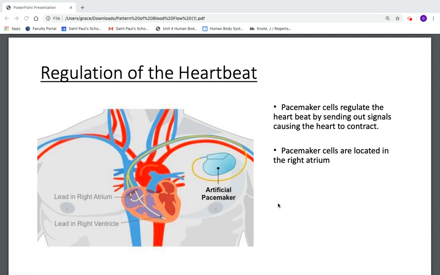If your pacemaker becomes damaged as a result of, say, injury or disease, an artificial pacemaker can be implanted under the skin near your heart. It's battery operated and has wires connecting to the heart. The artificial pacemaker creates electrical impulses that travel from the device to your heart, signaling it to beat.